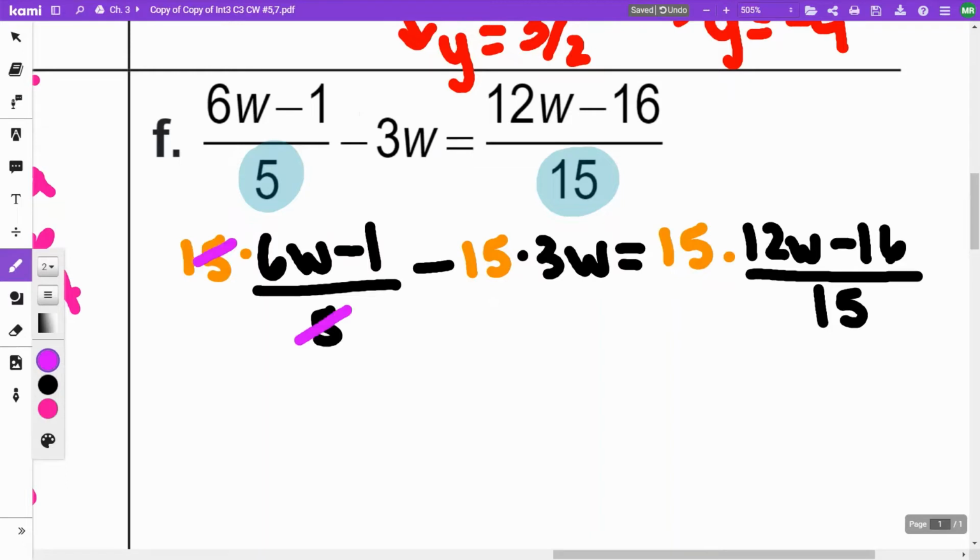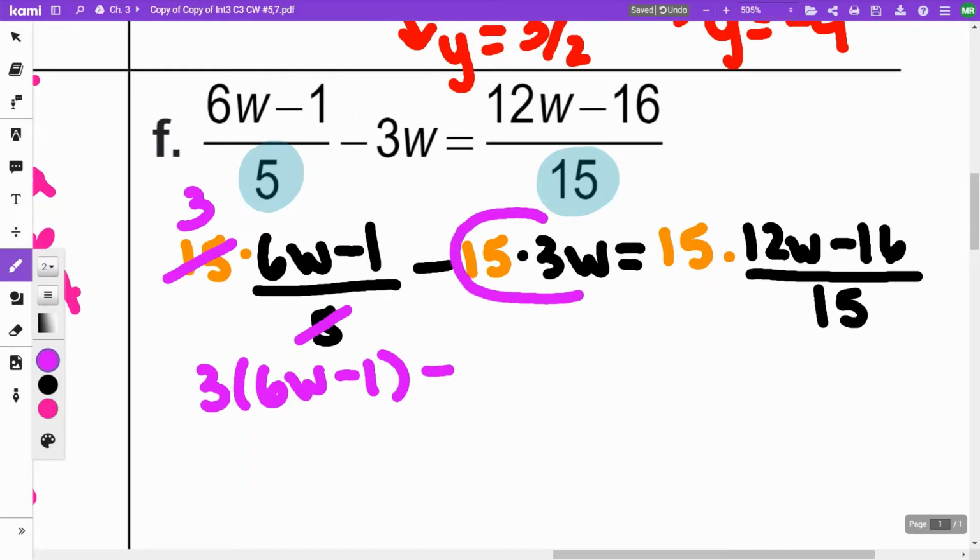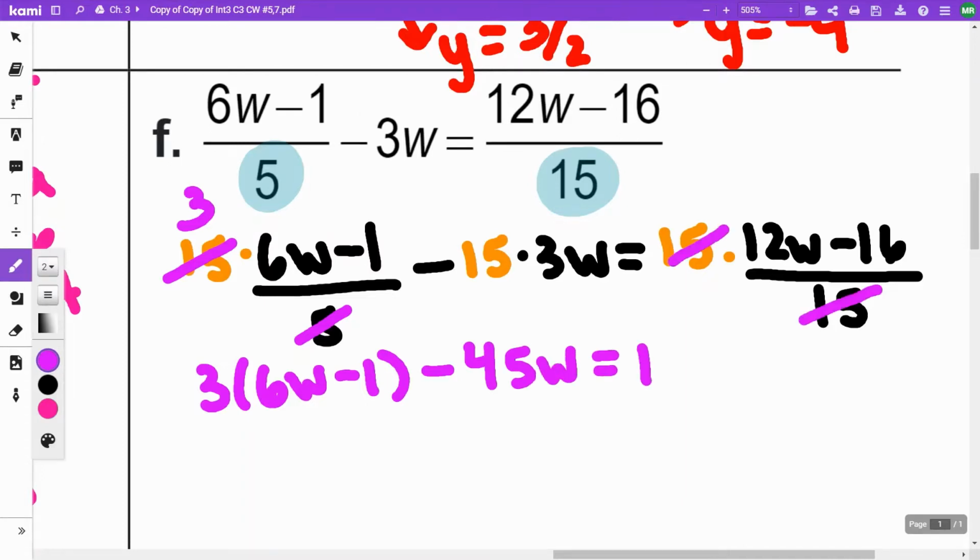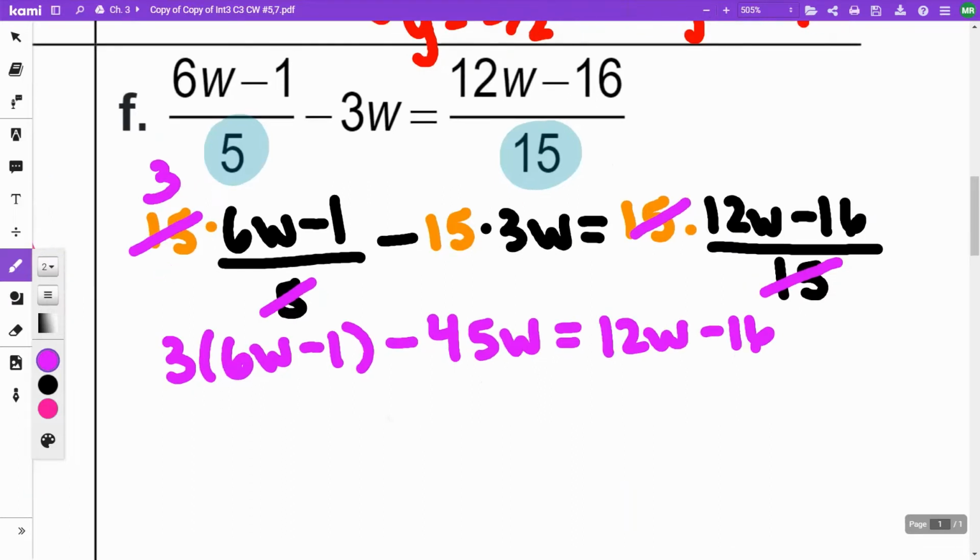5 goes into 15 3 times. So I have a 3 times 6w minus 1. I'm going to distribute the 3 to both of them. Here, this doesn't have a denominator, so I'm actually going to multiply that out. No denominator cancels, and I get a 45w. On the other side, this 15 and 15 cancels, and I get a 12w minus 16. And then we have this to solve.